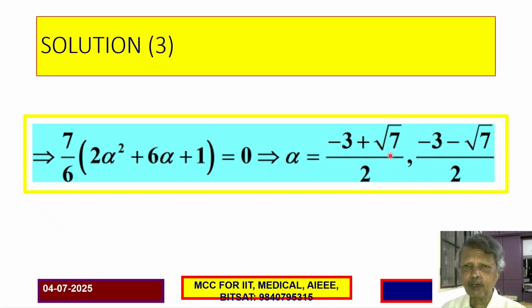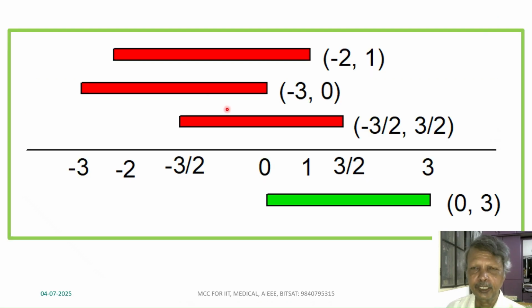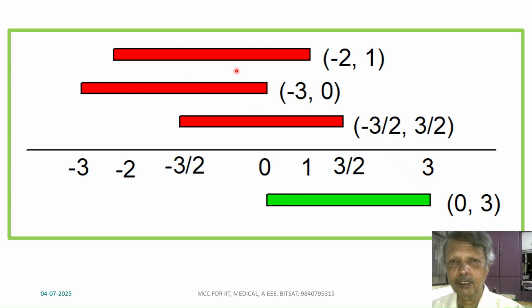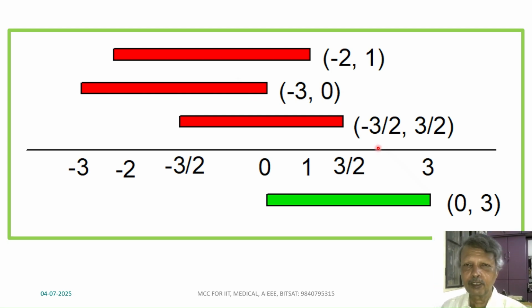Now for finding out the interval, what is root 7? Root 7 is, 2 squared is 4, 3 squared is 9. So it should be in between 2 and 3. If you calculate that and apply here, then you get choice 2 as the correct answer. What is choice 2? Choice 2 is minus 3 comma 0. So that is the answer.